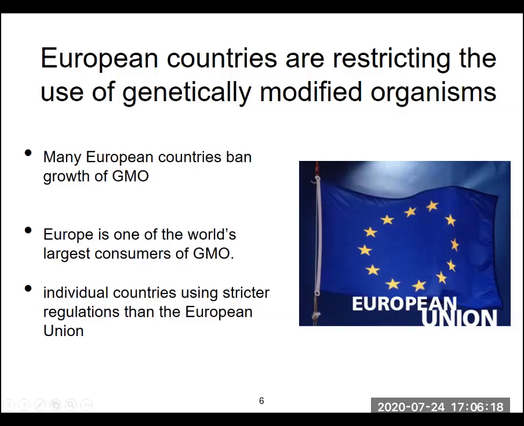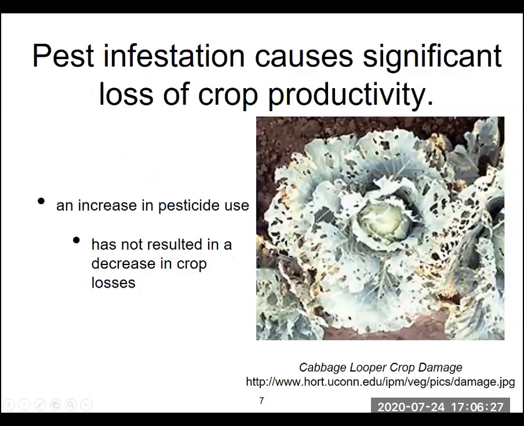Now, if we take a look at individual countries, some countries have stricter regulations than other countries, and we would expect to see that. Now, similar to what we're saying previously, pest infestation causes significant loss of crop productivity. So we have to increase the use of pesticides. And so we put more and more of these chemicals on it. Now, the problem is that you put more and more of these chemicals on it, two things are going to happen. The first thing that's going to happen is that the insects are going to become resistant to the chemicals that we use. So we need to either change the chemicals we use or use a higher concentration. And so what that means is we got to use more and more of these harmful chemicals, these pesticides, to try to decrease crop loss.